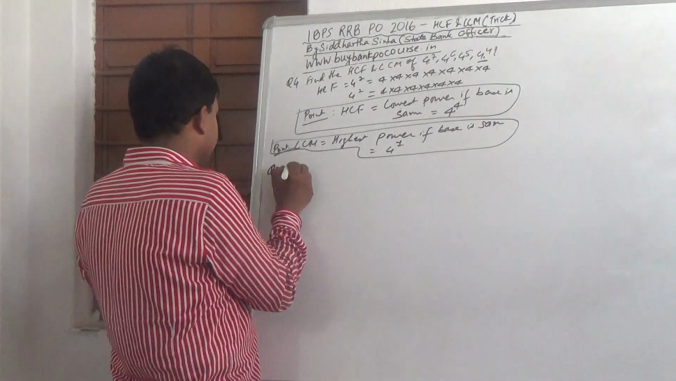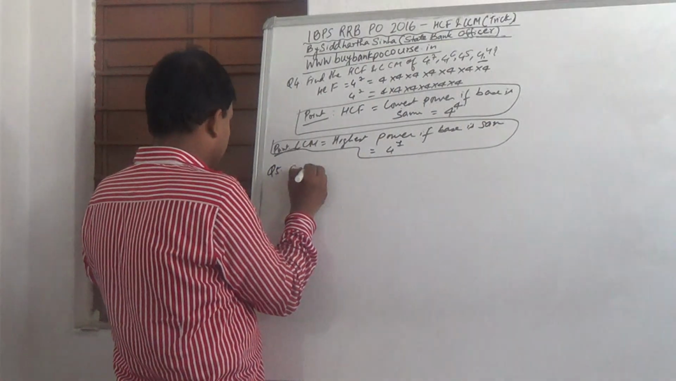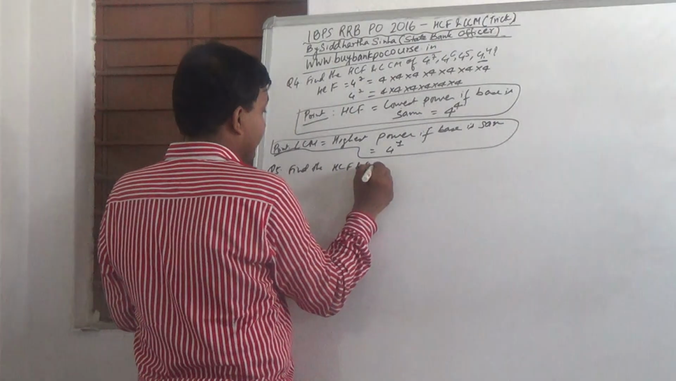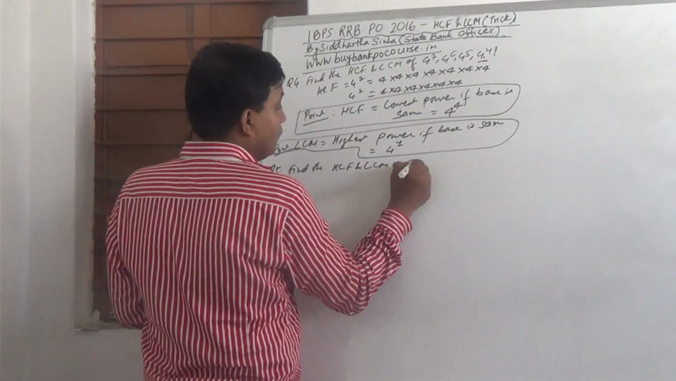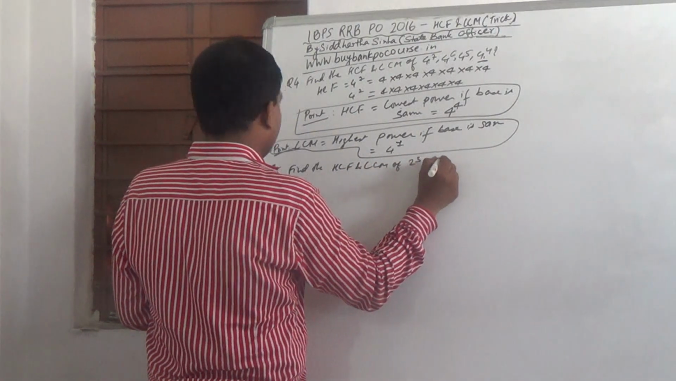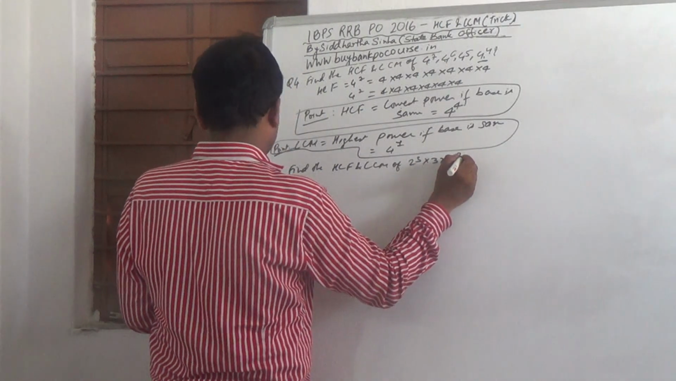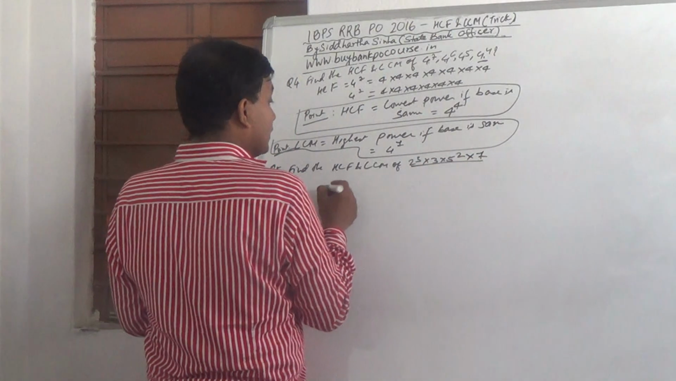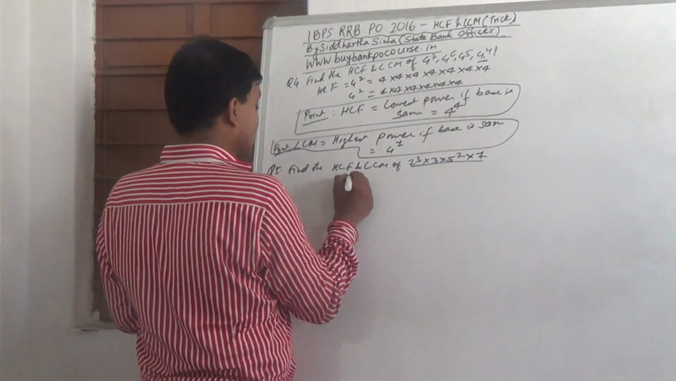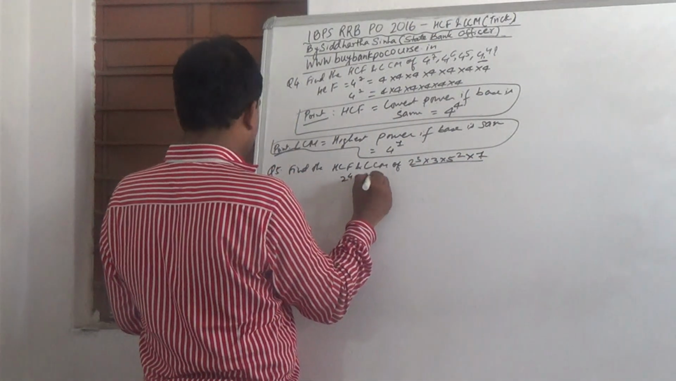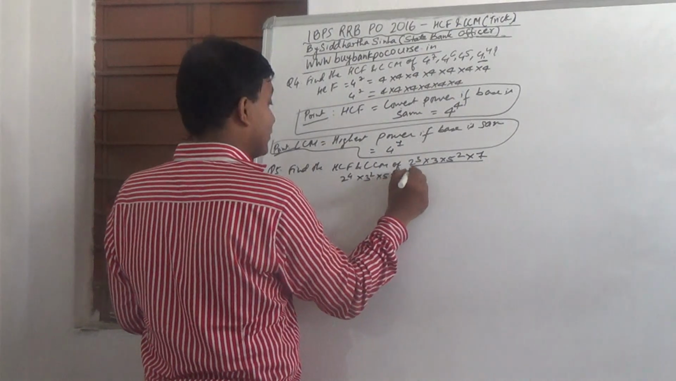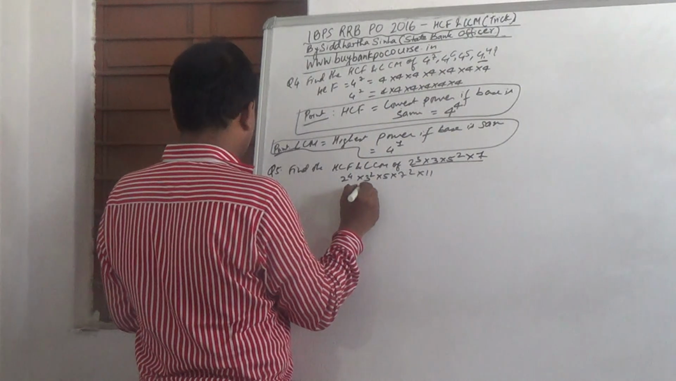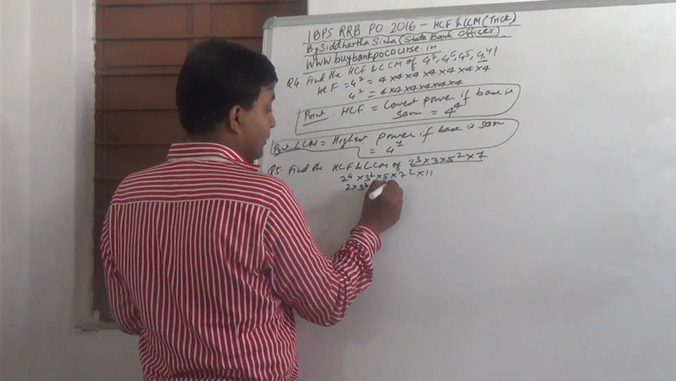Question number 5. Find the SCF and LCM of 2 to the power 3 multiplied by 5 square multiplied by 7. This is one number. Another number is 2 to the power 4 multiplied by 3 square multiplied by 5 multiplied by 7 square multiplied by 11. And another number is 2, 3 to the power 3 multiplied by 5 to the power 4.